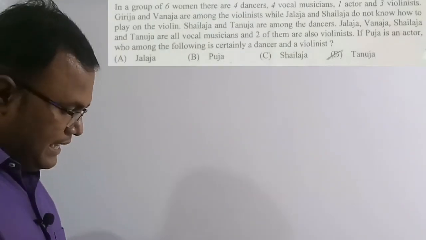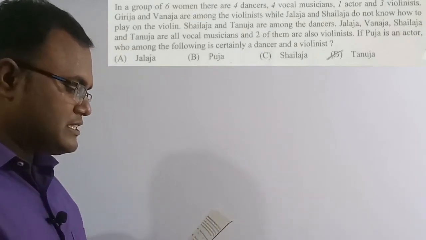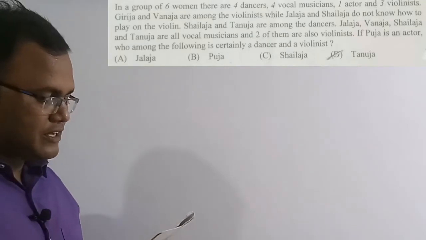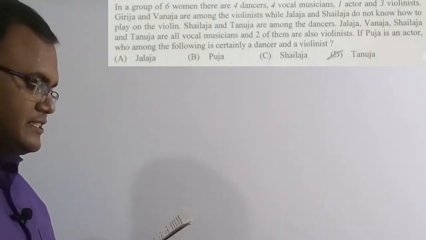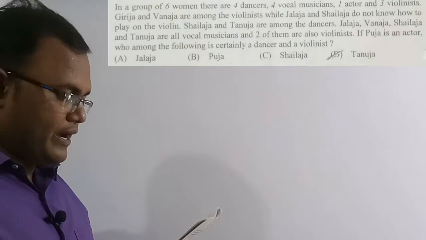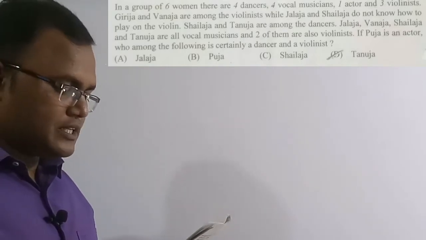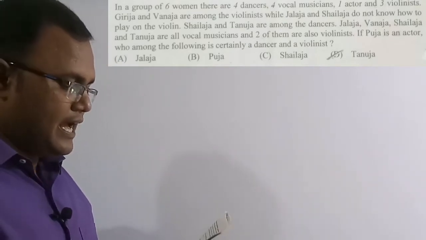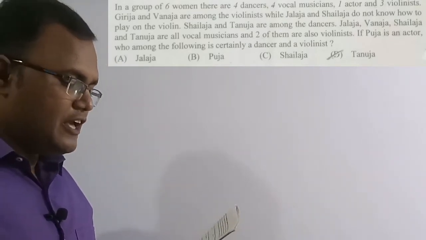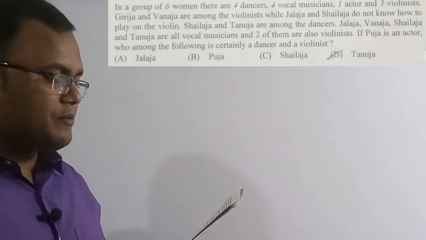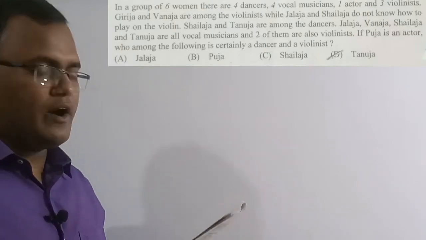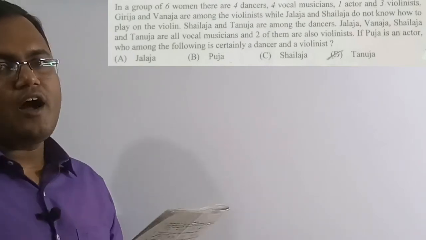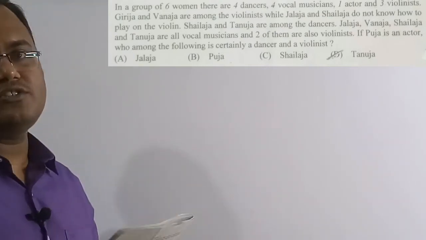See the question here. In a group of 6 women, there are 4 dancers, 4 vocal musicians, 1 actor and 3 violinists. Girija and Vanaja are among the violinists. Jalaja and Shailaja do not know how to play the violin. Shailaja and Tanuja are among the dancers. Jalaja, Vanaja, Shailaja and Tanuja are the vocal musicians, and 2 of them are also violinists. If Pooja is an actor, who among the following is certainly a dancer and a violinist? The options are Jalaja, Pooja, Shailaja, Tanuja. Out of the 4 options, option D, Tanuja, is the correct solution.